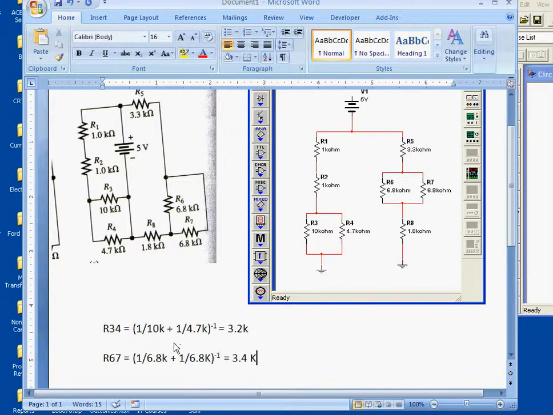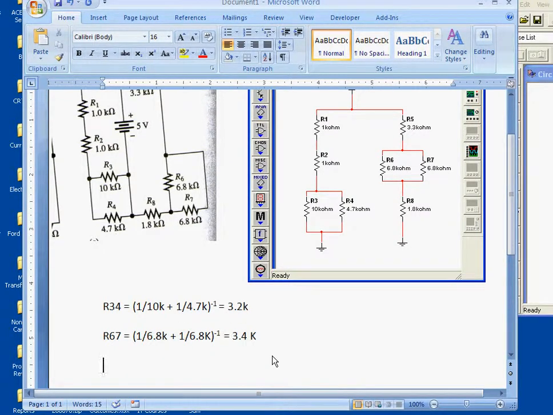So we can add to that now. Let's continue on with this. So our R1, 2, 3, and 4 is going to be equal to 1K plus 1K plus 3.2K, which equals 5.2K.